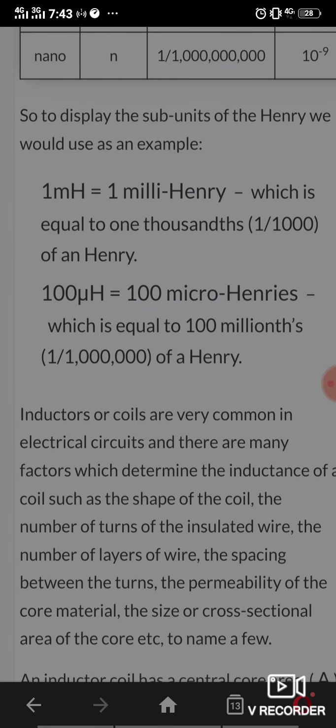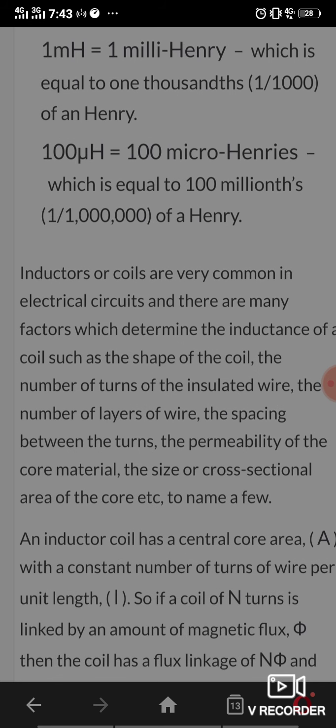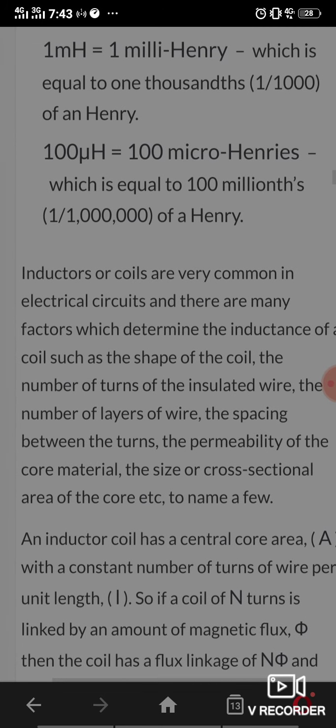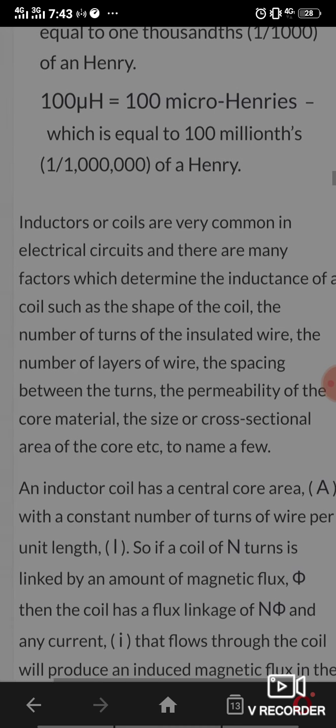of a coil, such as the shape of the coil, the number of turns of insulated wire, the number of layers of wire, the spacing between the turns, the permeability of the core material, the size of the cross sectional area of the core, to name a few. An inductor coil has a central core with a constant number of coils of wire per unit length.